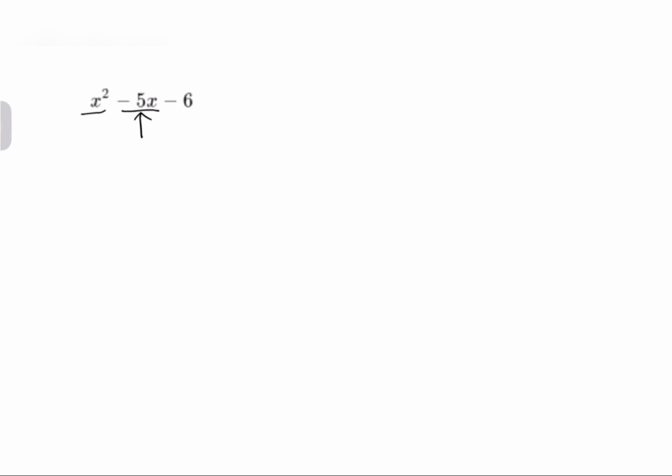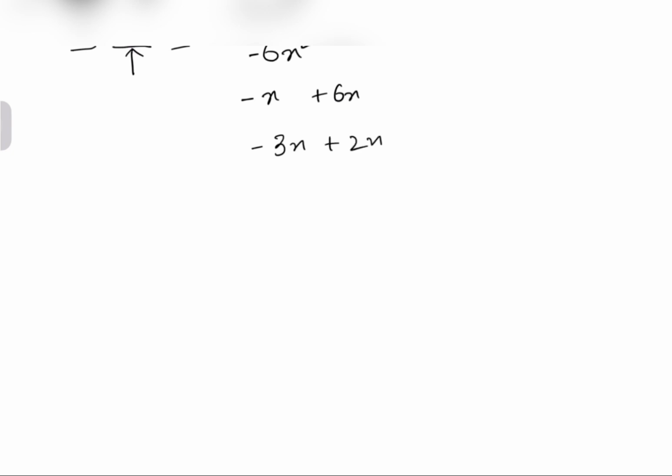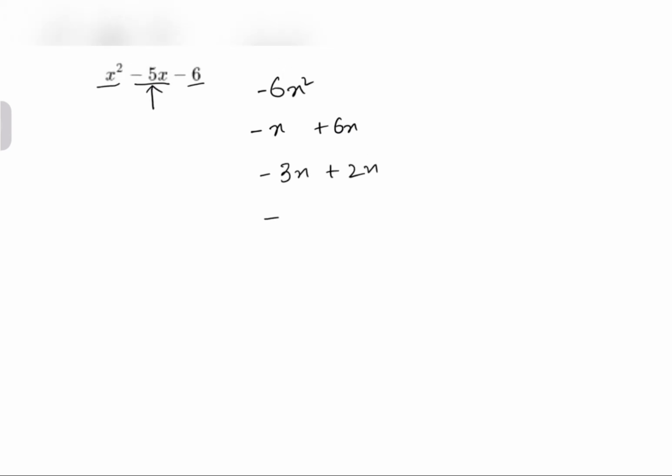First, we start with multiplying the first term and the last term, and we get 6x squared in this example. Now we need to find factors of 6x squared that will add or subtract to give negative 5x. For example, we have a negative x and a positive 6x, then we have negative 3x and positive 2x. Similarly, we can invert the signs. We have a negative 6x and a positive x, and negative 2x and a positive 3x.